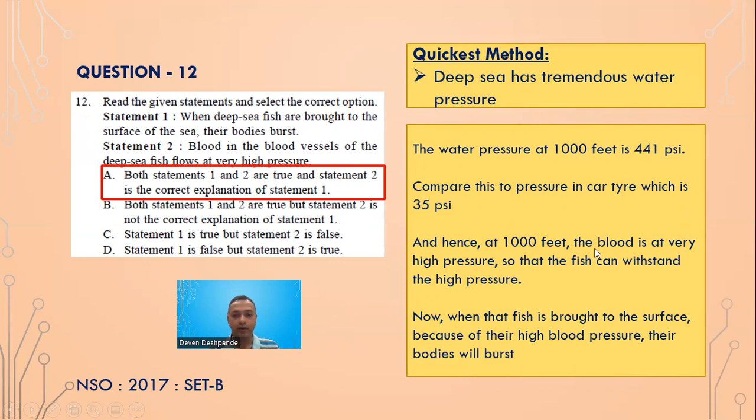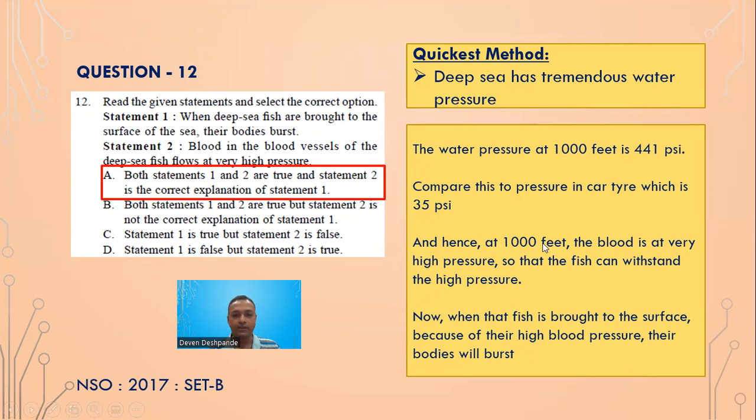So that's why the blood in the blood vessels of the fish has to be at high pressure, because if the blood is not flowing at high pressure, the water pressure will just collapse it. It will crush the fish, isn't it? If there is not a high enough pressure in the fish, it will just crush the fish and other aquatic animals there. So the blood has to be at very high pressure when you go deep into the water.